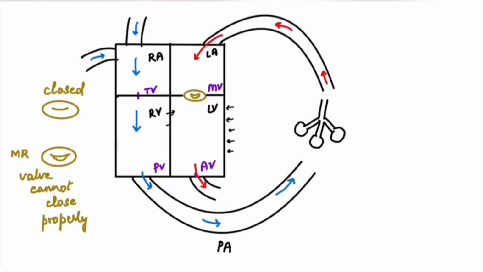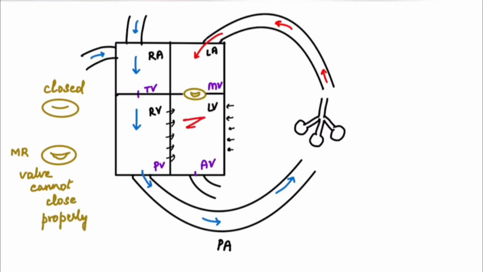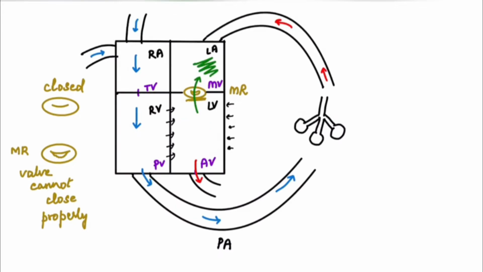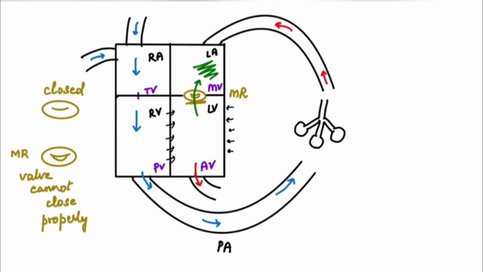Now, whenever there is contraction of the left ventricle, normally the blood should flow into the aorta through the aortic valve. But because here the mitral valve is incompetent, the blood will also flow back into the left atrium through the mitral valve when there is left ventricular contraction. So we'll represent this backflow of blood in green color, which is abnormal. Now the left atrium receives the regurgitant jet as well.